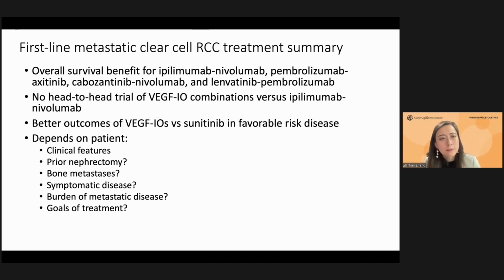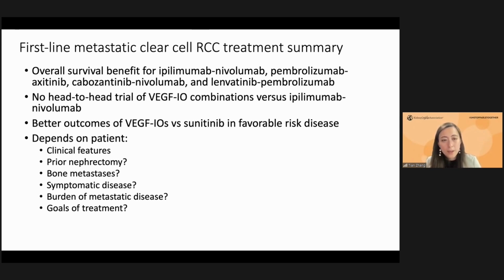So a quick summary of first-line metastatic clear cell kidney cancer. We are seeing overall survival benefits. Our patients are living longer with these immunotherapy-based combinations. Currently, there are no head-to-head trials of the anti-angiogenic agents with immunotherapy combinations versus the pure immunotherapy combination of ipilimumab and nivolumab. We do see better outcomes of the immunotherapy-based combinations with anti-angiogenic agents when we're comparing against even sunitinib alone in favorable risk disease.